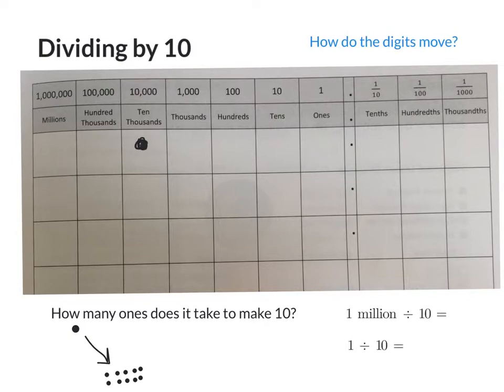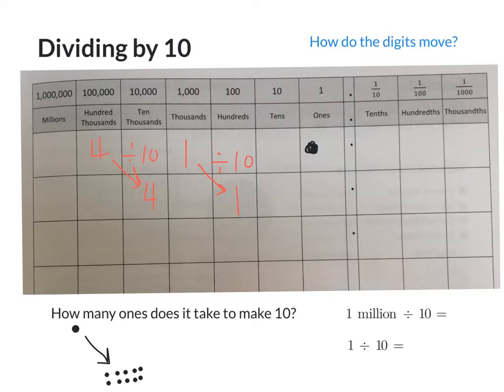If I have one dot in the 10,000s column, and now I move it to the thousands column, did it get bigger or smaller? By how much? 10 times. So when I move a digit from the left to the right, it gets 10 times smaller. That's the same thing as saying we're dividing by 10. Yes? Okay. So if I have 400,000, but then now I move that 400,000 to become 40,000, did that value get bigger or smaller? Because I divided by 10.